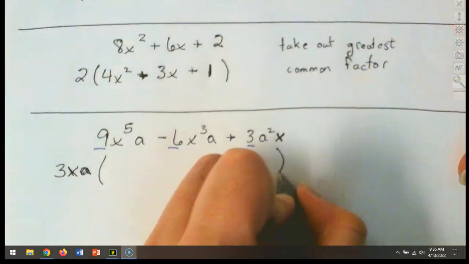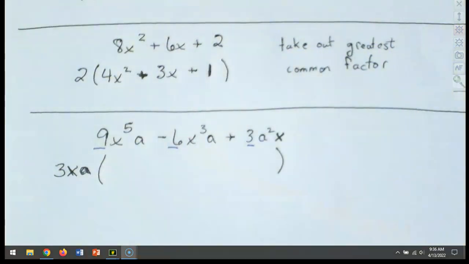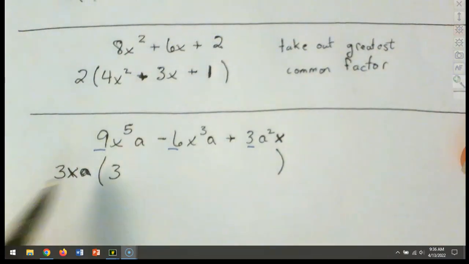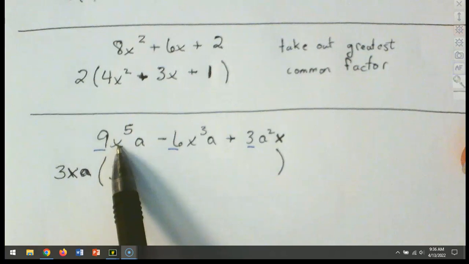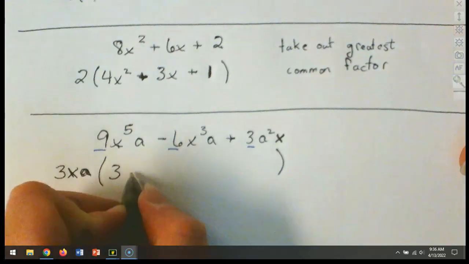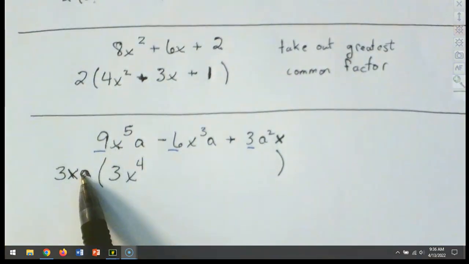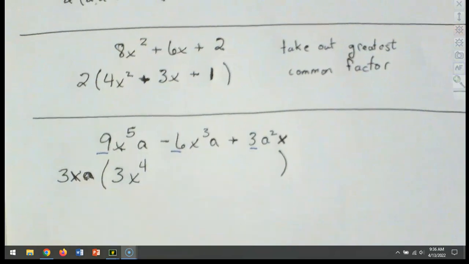So now we write them out and we divide. 9 divided by 3 is a 3. We've got an x to the 5th. Take out one of them, so that leaves you with an x to the 4th. The a comes out and cancels with the a out in front, so it's gone.